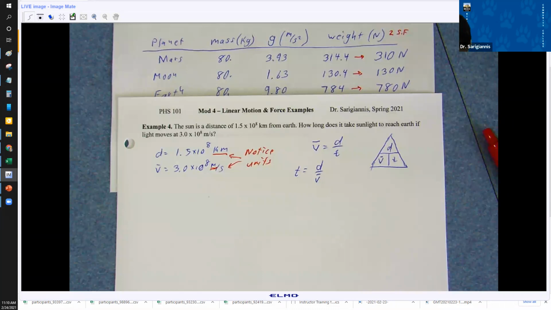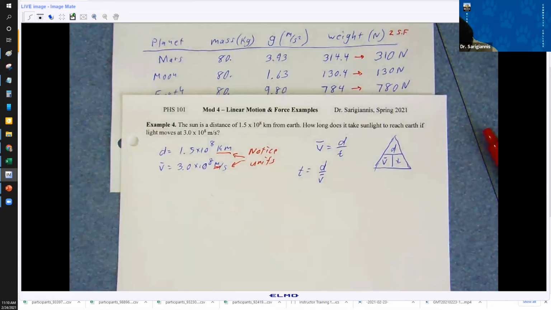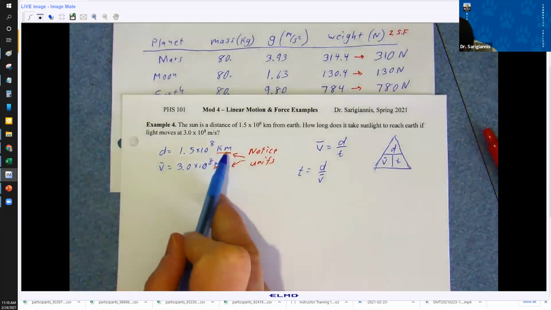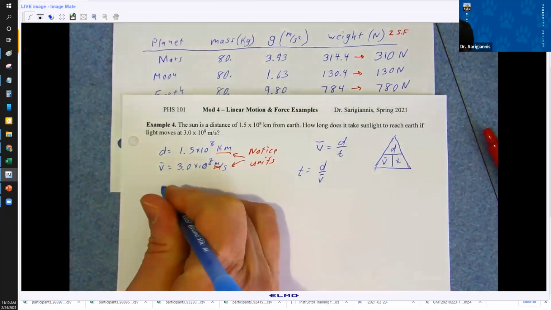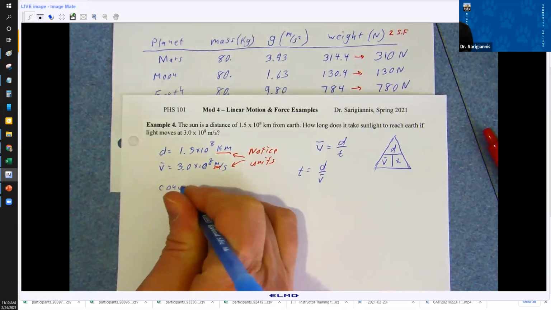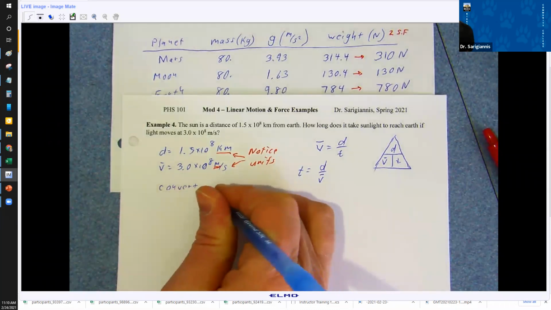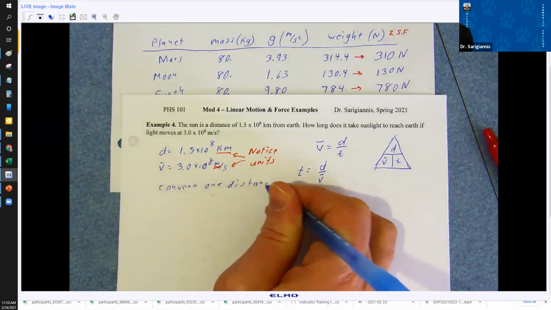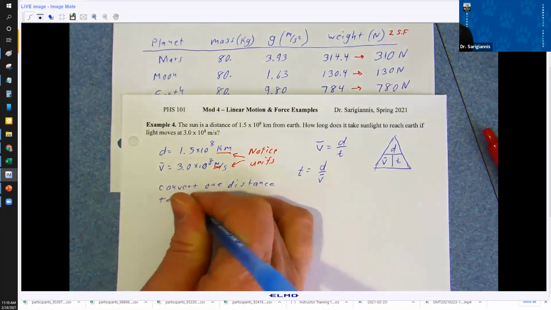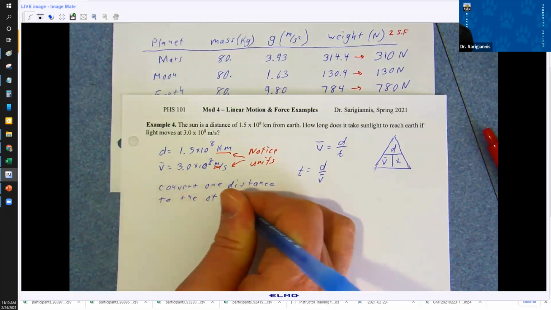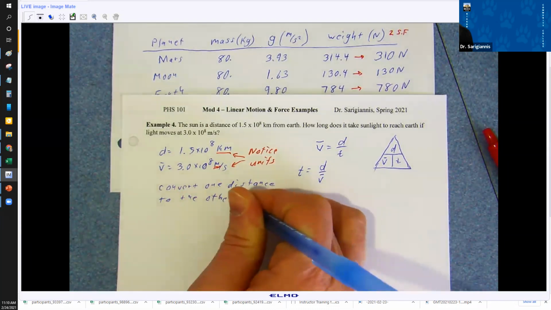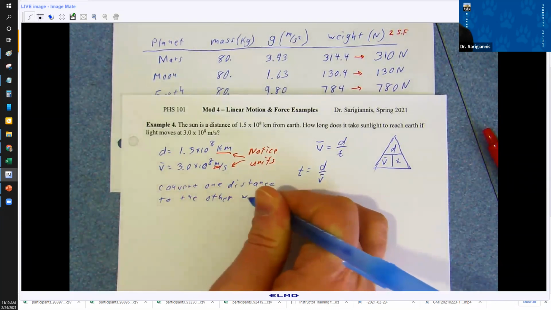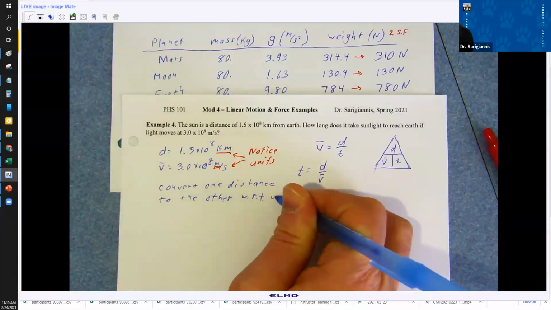You can work either way here. But what I'm going to do is convert the distance from kilometers to meters. So convert one distance to the other with respect to units.